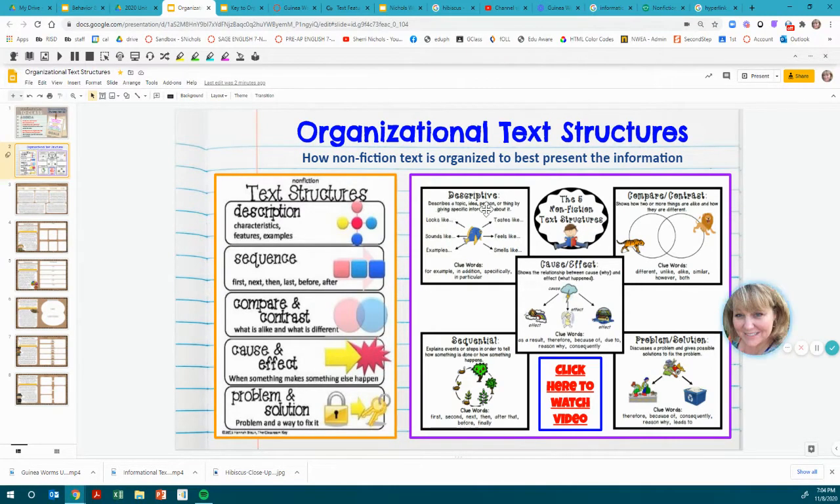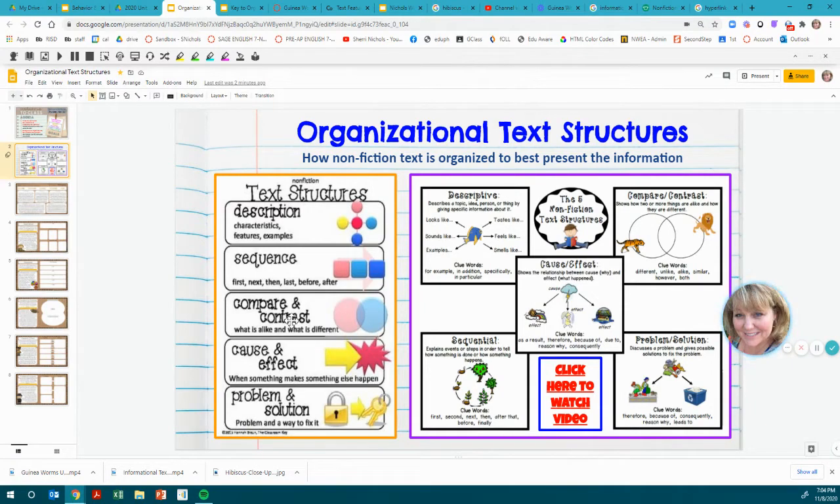Descriptive. And descriptive is a topic, idea, person, or thing by giving specific information about it. So it describes what it looks like, sounds like. They give examples. It tastes like, it feels like, it smells like. Clue words would be for example, in addition, specifically, in particular. And the next one we talked about was sequence. So if we look over here, sequential explains events or steps in order to tell how something is done or how something happens. Clue words would be first, second, next, then, after that, before, finally.